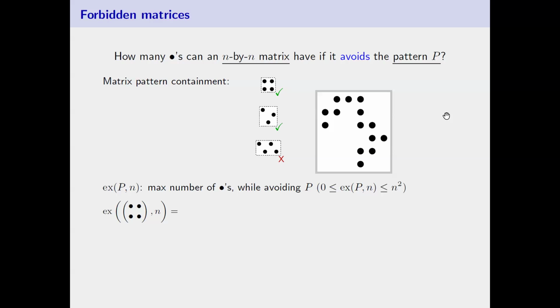N to 3/2, yes, very good. So it's not a trick question. It's exactly n to the 3/2, yes. So I said 1.5, I meant 3/2, yes. So this is the famous Zarankiewicz problem. It's exactly the bipartite graph avoiding C4.